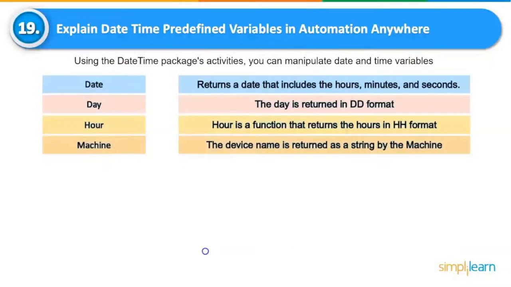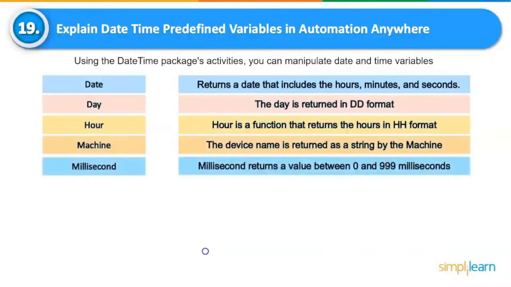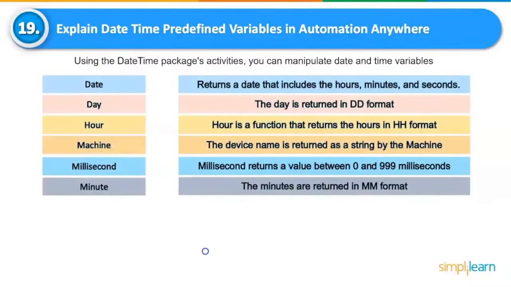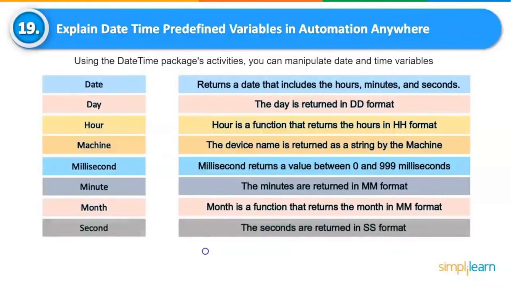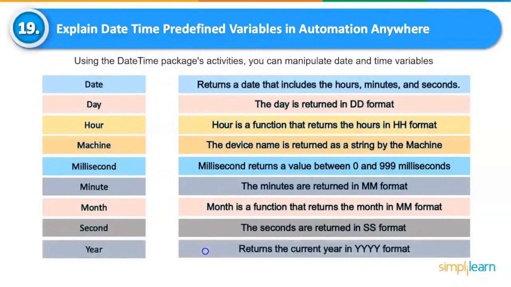Machine, the device name is returned as a string by the machine. Millisecond. Millisecond returns a value between 0 and 999 milliseconds. Minute. The minutes are returned in minute format. Month. Month is a function that returns the month in month format. Seconds. The seconds are returned in seconds format. Year returns the current year in the year format.